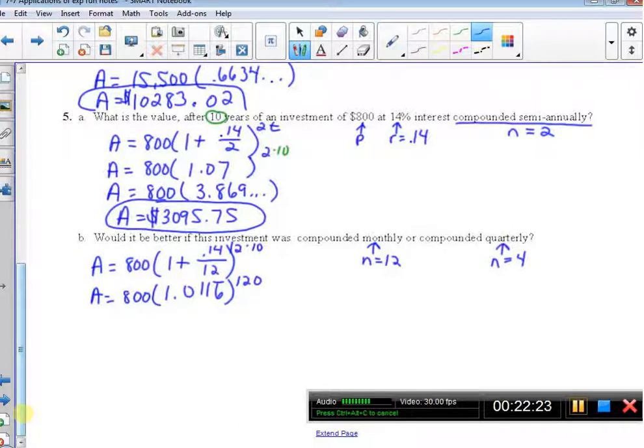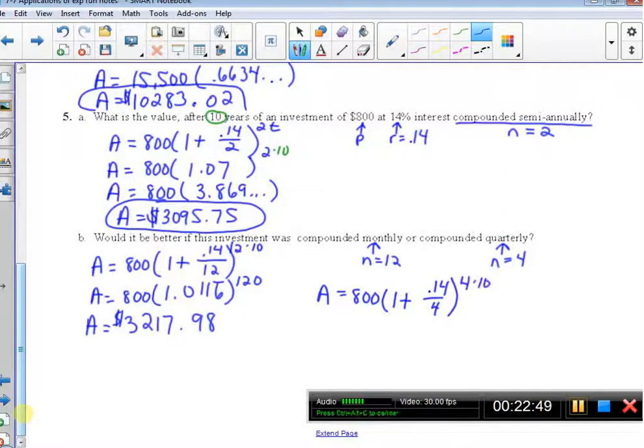And then when I calculated 800, I need to do this 1.00 part first, but when it's all said and done, it's 3217.98. Versus if I do it quarterly, then A is 800 times 1 plus 0.14 divided by 4 to the 4 times 10.